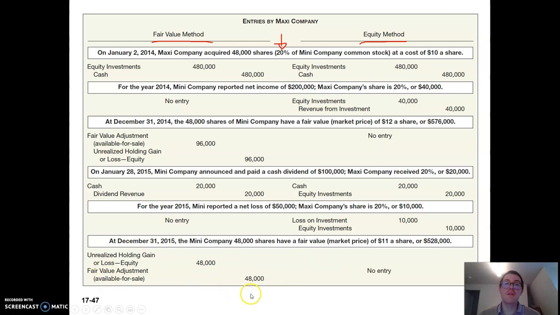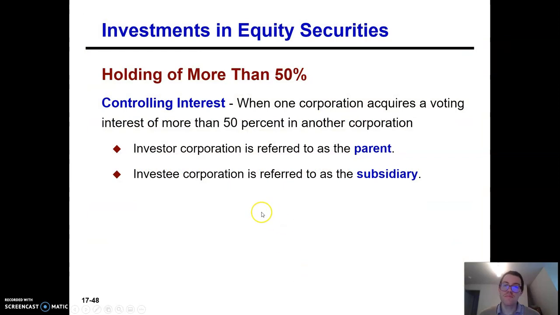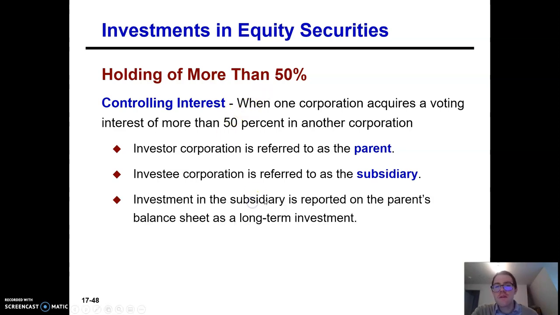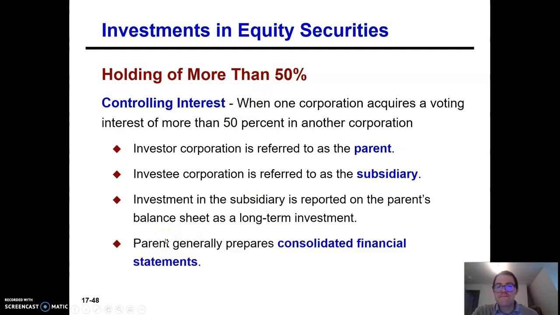And so this is a great example to study. This really highlights all the differences in accounting between fair value and equity method. Now, if you have investments in equity securities where you own more than half of the company's stock, you have a controlling interest, and you're the parent, they're the subsidiary, you just consolidate your financial statements. Pretty straightforward.